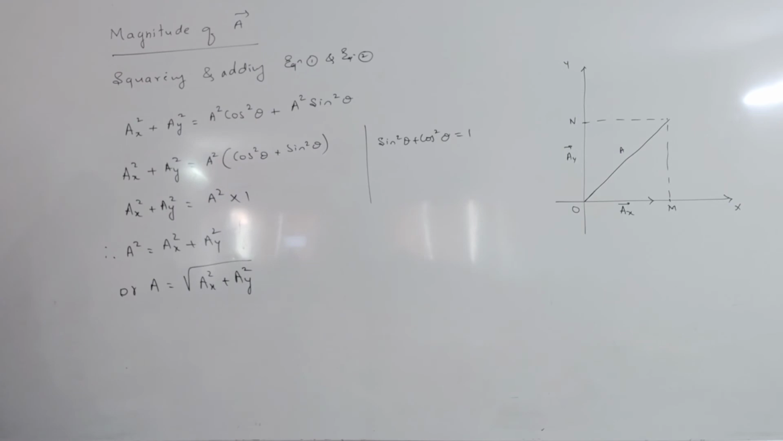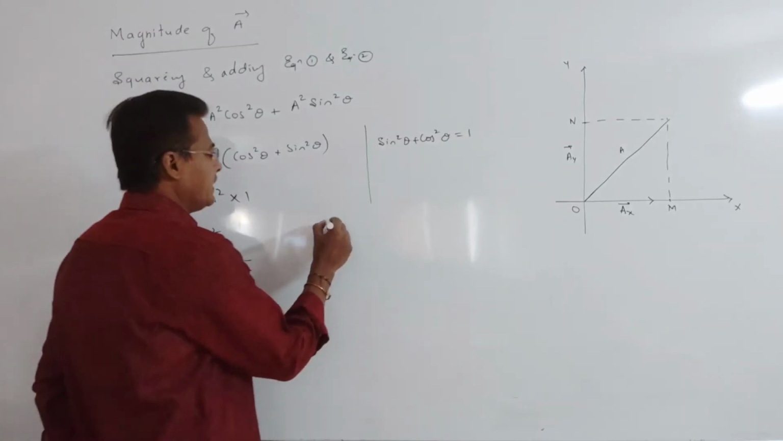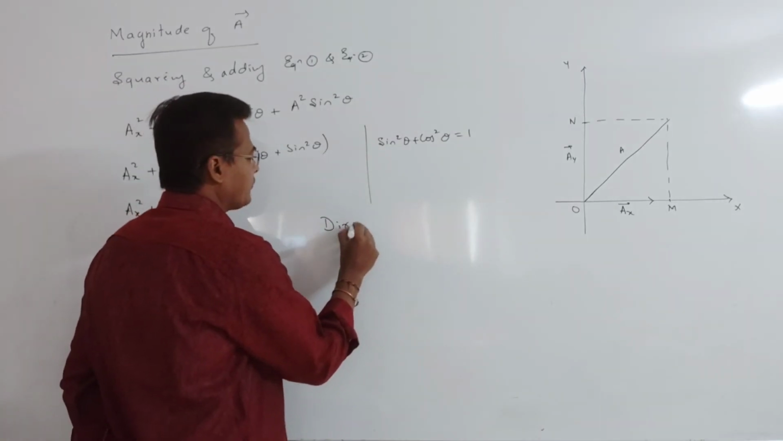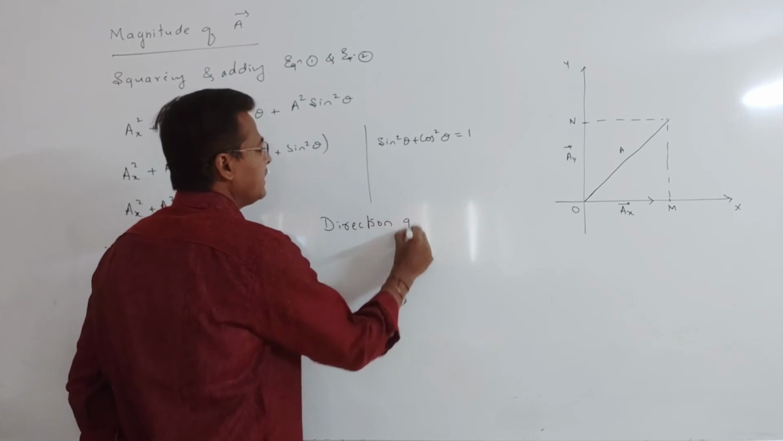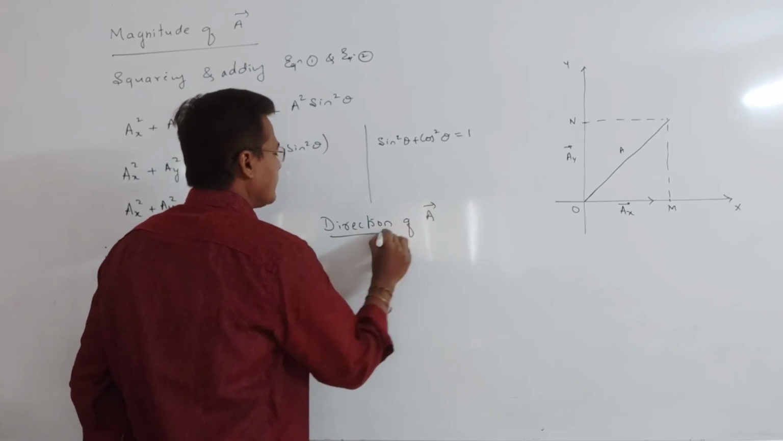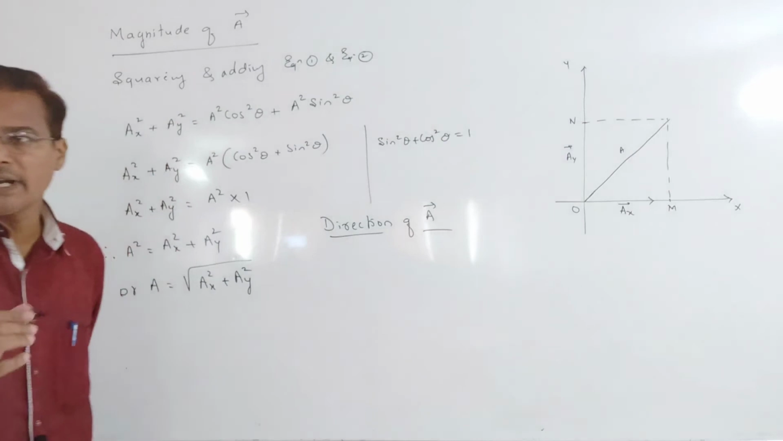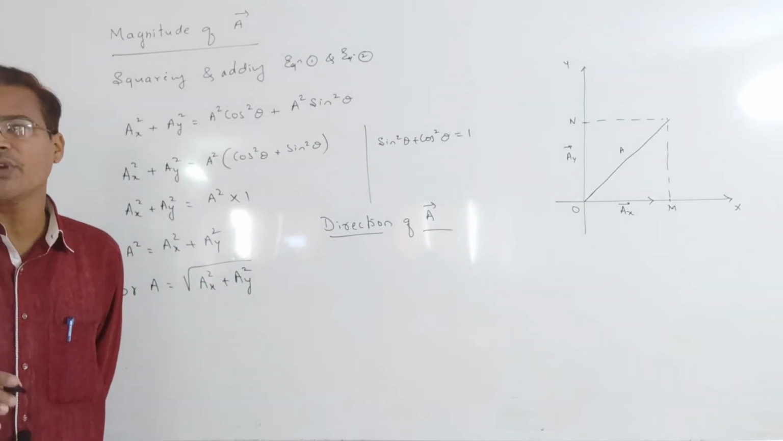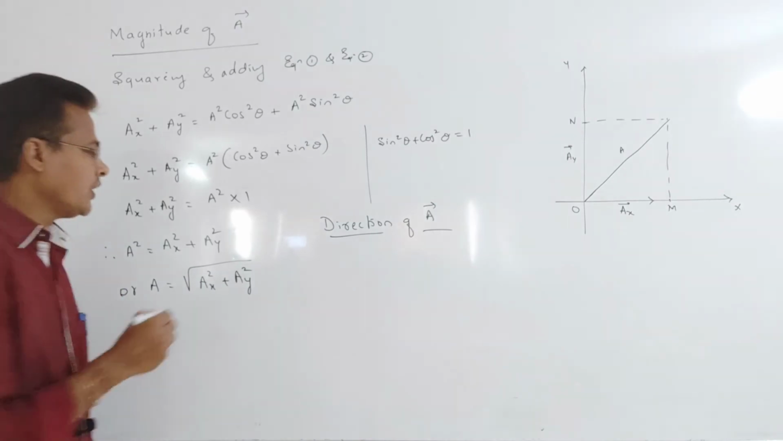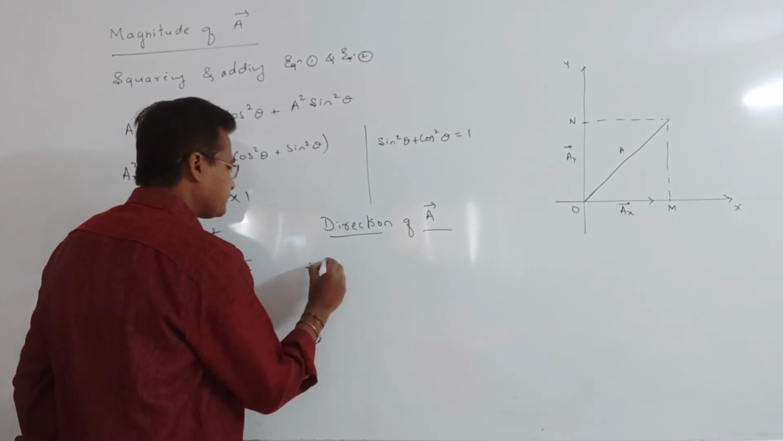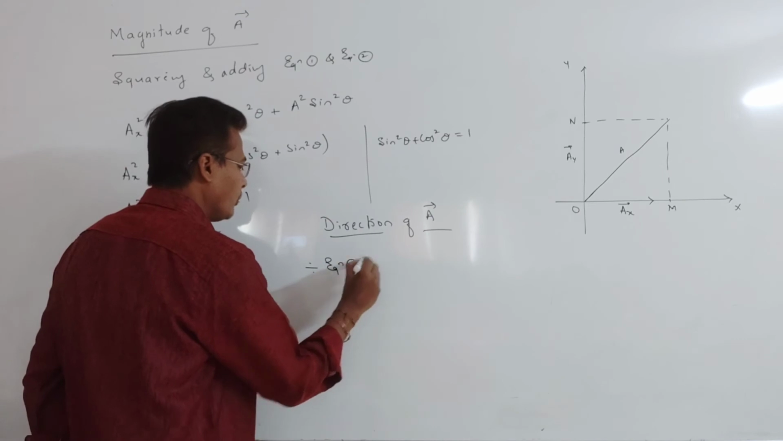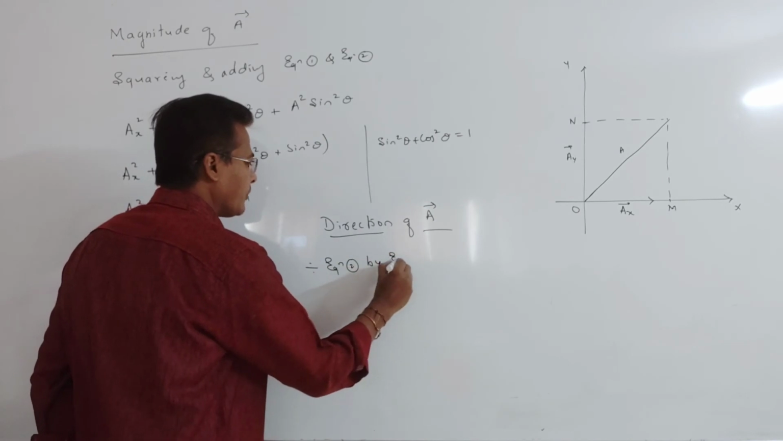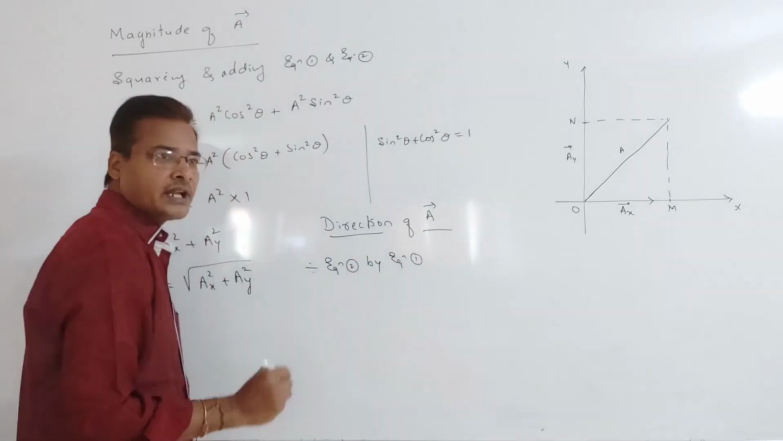Now the direction of A vector. Now we are going to understand the direction of A vector. See, we have to divide equation 2 by equation 1. Dividing equation 2 by 1.